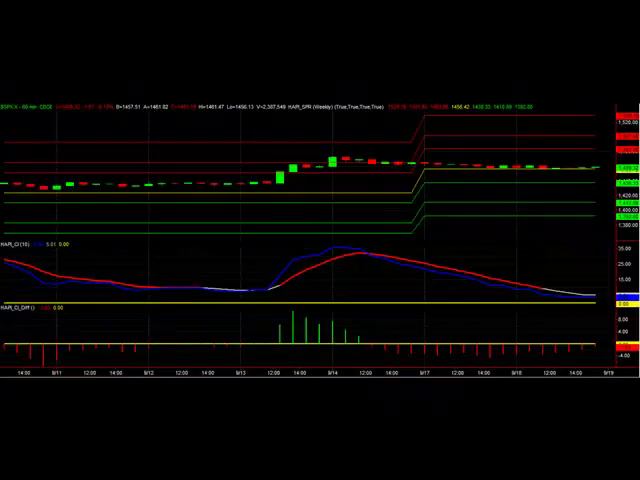Here we go to the 60-minute chart. We have pivot, support, and resistance here. We continue to be around the weekly pivot. You can see it here around 1456.